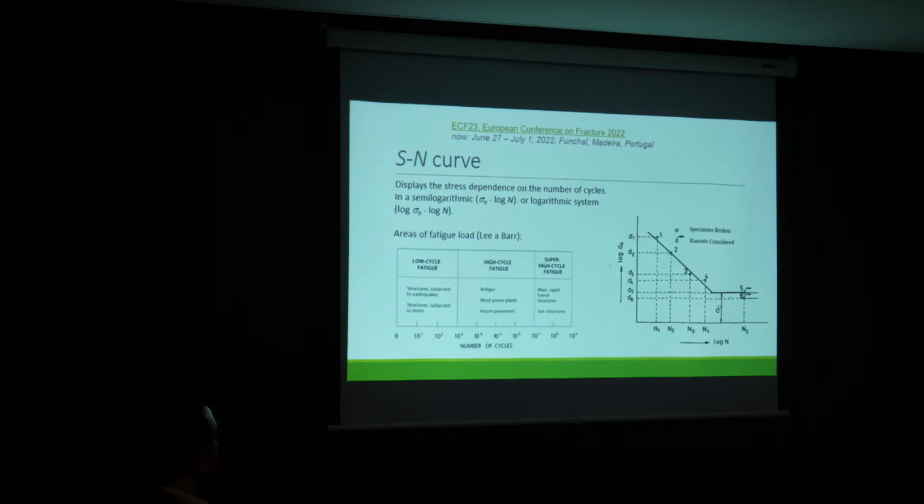The SN curve is quite easily described by Wöhler. You can see here, this is the part for low cycle fatigue, and this is the part for high cycle fatigue. It's quite easy. There are some broken specimens, and these are infinite, unbroken specimens. Low cycle fatigue means structures subjected to earthquakes or storms. High cycle is for bridges, wind power plants, airport plants, and super high cycle fatigue is for mass rapid transit structures or sea structures.